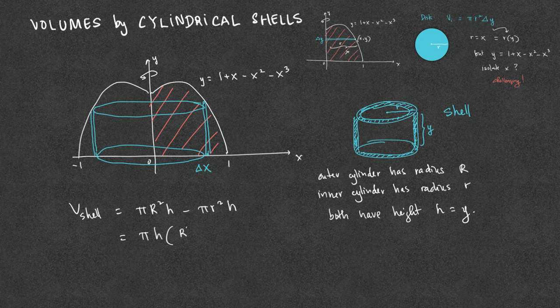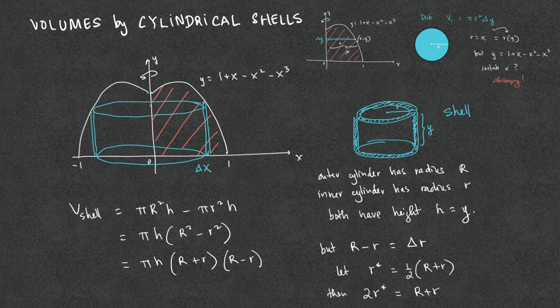The volume of this shell is therefore pi R squared h minus pi little r squared h, which we factor out pi h, and we end up with R plus r times R minus r. But R minus r is delta r, and if we let the average of the two radii be r asterisk, then we end up with pi h times 2 r asterisk times delta r.